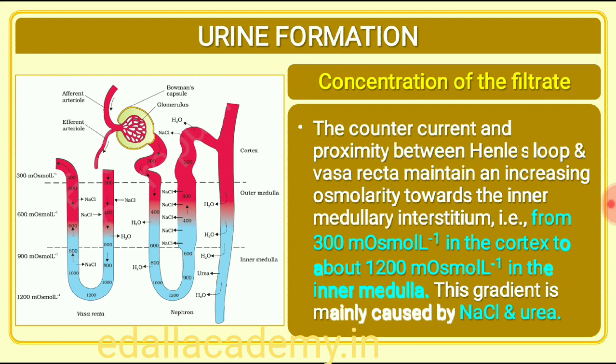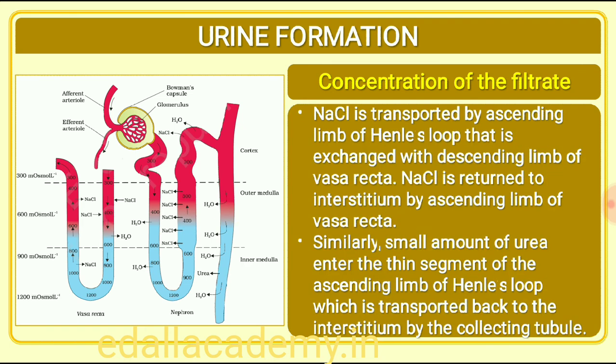The proximity between the Henle's loop and vasa recta, as well as the countercurrent in them, help in maintaining and increasing osmolarity towards the inner medullary interstitium, that is, from 300 milliosmol per liter in the cortex to about 1200 milliosmol per liter in the inner medulla. This gradient is mainly caused by NaCl and urea. NaCl is transported by the ascending limb of Henle's loop, which is exchanged with the descending limb of vasa recta. NaCl is returned to the interstitium by the ascending portion of vasa recta.